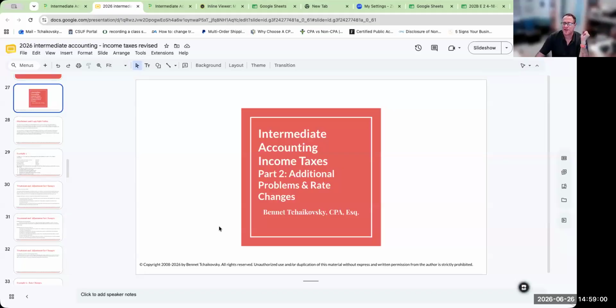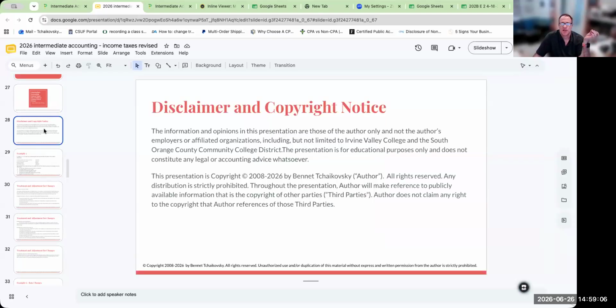Welcome, and let's go through and take a look at some more intermediate accounting income taxes. And we're going to talk today about some additional problems as well as rate changes.